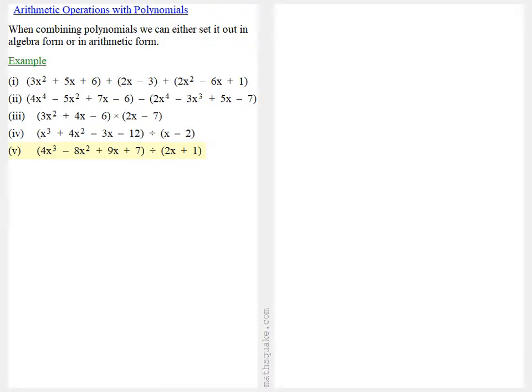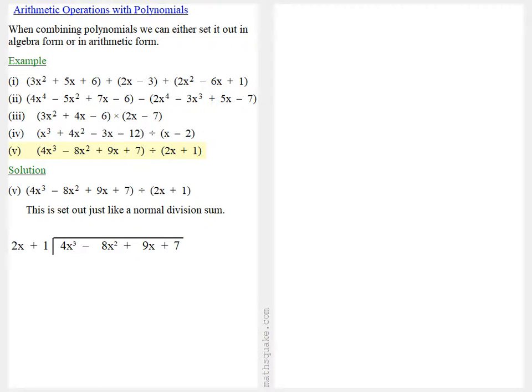Let's look at example 5. We've got 4x cubed minus 8x squared plus 9x plus 7, which we're dividing by 2x plus 1, and we set it out again as a normal division sum. Now we start by dividing 2x into 4x cubed, and that goes 2x squared, which we write above in the x squared column. We now multiply 2x plus 1 by 2x squared, and this gives us 4x cubed plus 2x squared. We then subtract. Now, minus 8x squared take away 2x squared leaves minus 10x squared, and we bring down the next term, plus 9x.